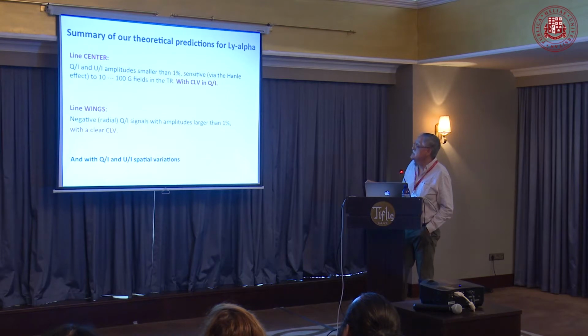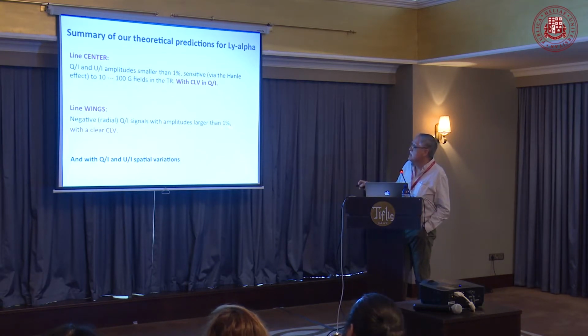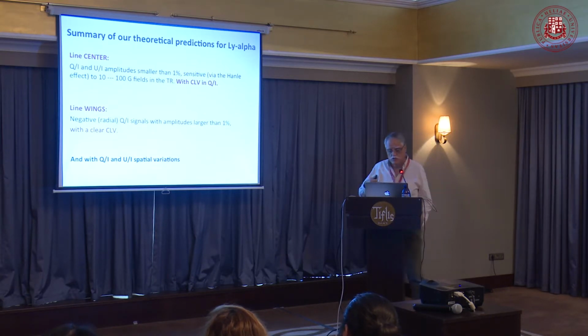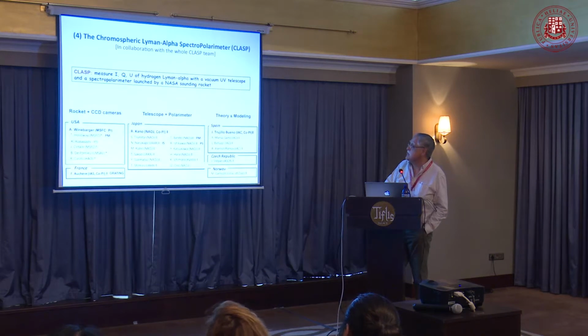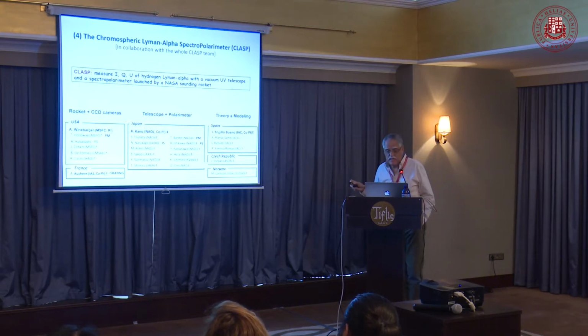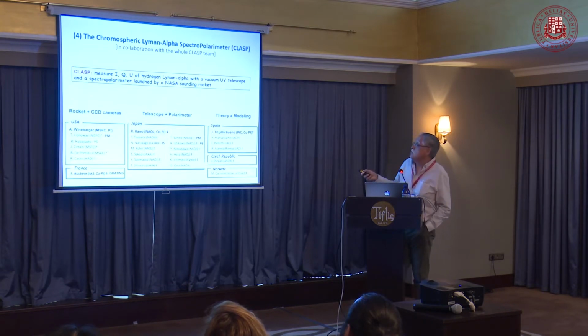Concerning the line wings, the prediction was that we should see negative Q over I signals with very strong amplitudes, larger than 1%, and with a clear center to limb variation. And also, both in Q over I and U over I, we should expect clear spatial variation because of the horizontal inhomogeneity of the model. These theoretical predictions motivated the development of the so-called Chromospheric Lyman Alpha Spectropolarimeter.